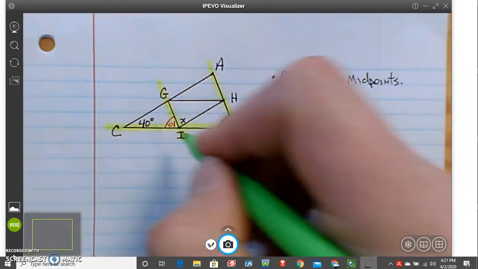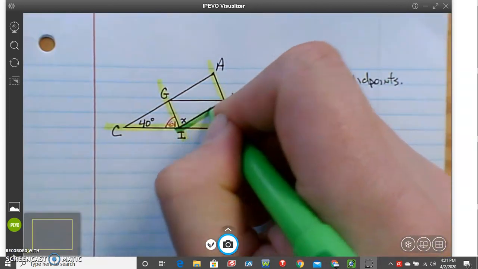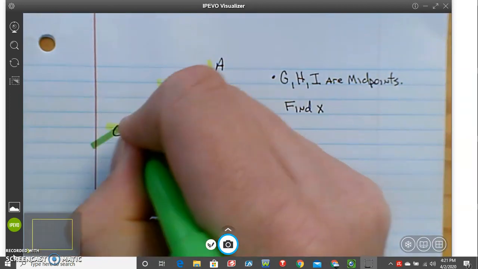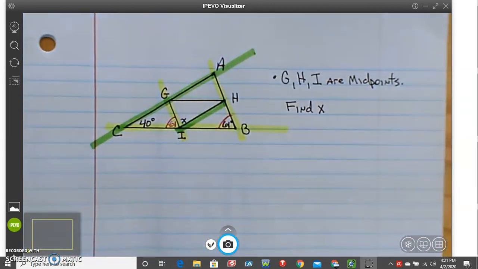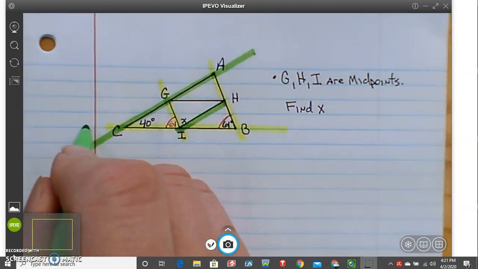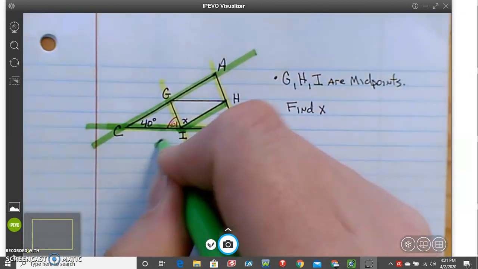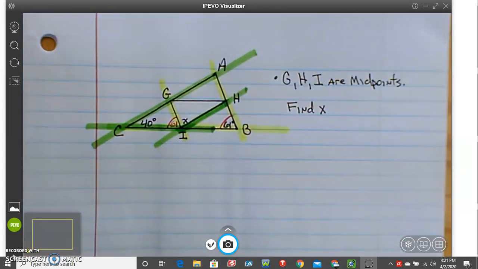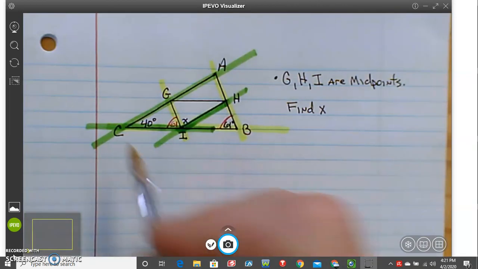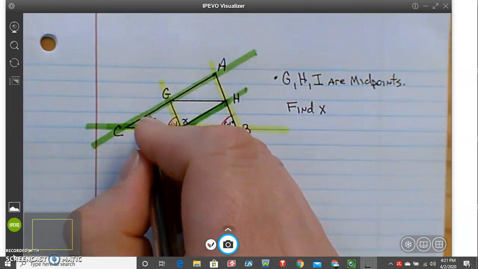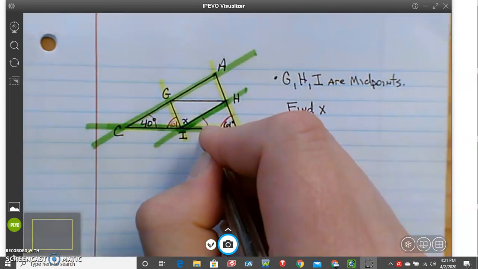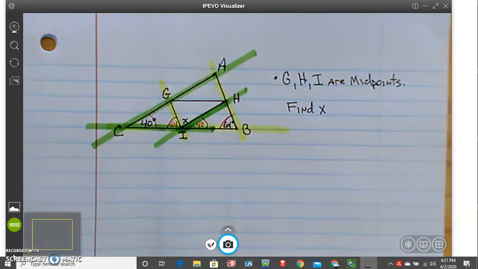Similarly, because IH is also a midsegment, it's parallel here, which turns out to make CB my transversal. Do you see the two parallel lines and the transversal? So once again, you have another set of corresponding angles. That makes this 40 correspond to this angle.